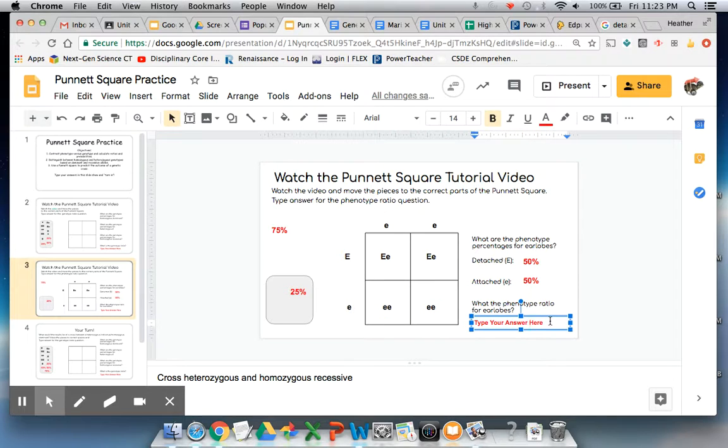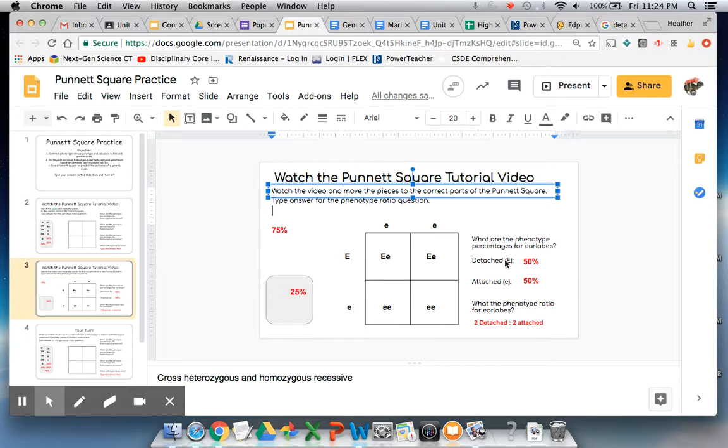Now, what would the phenotype ratio be? So, what's detached versus attached? You would have 2 detached. You have 2 boxes with heterozygous and they have the dominant allele, versus 2 attached earlobes because you have 2 with the homozygous recessive. So, that would be the phenotype ratio.